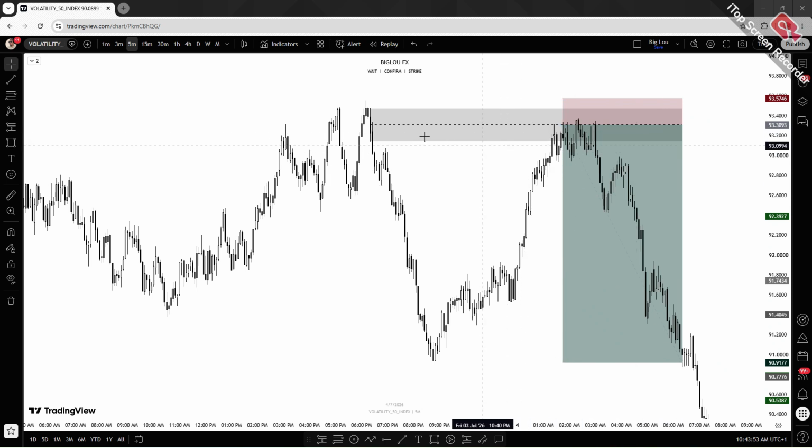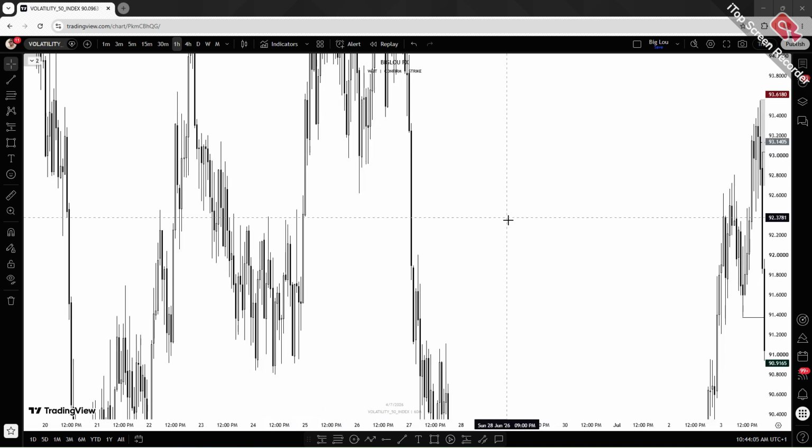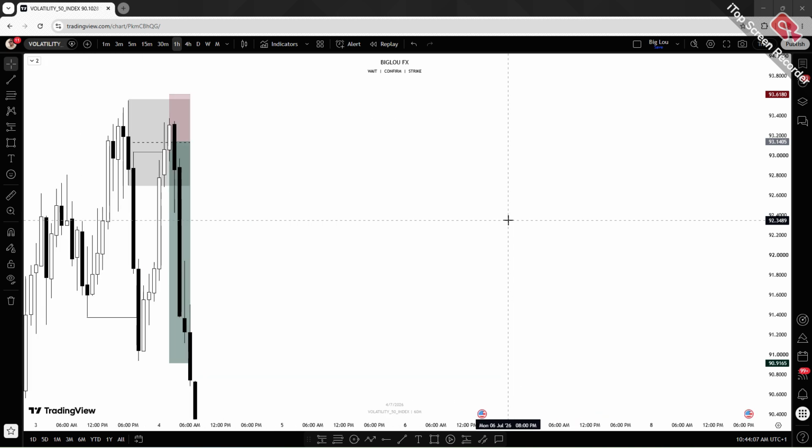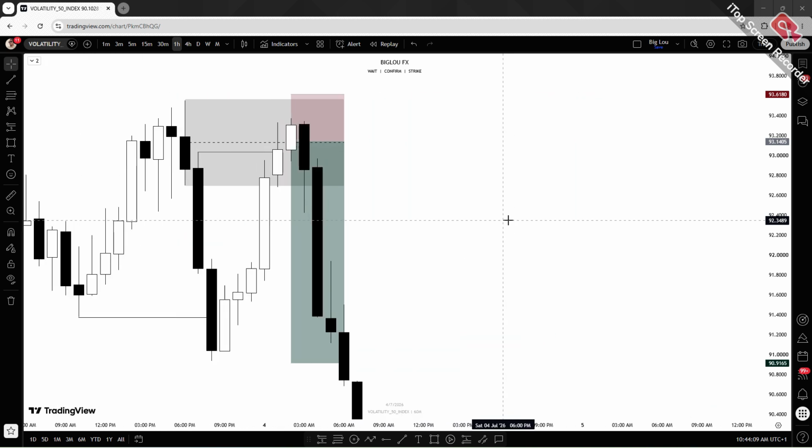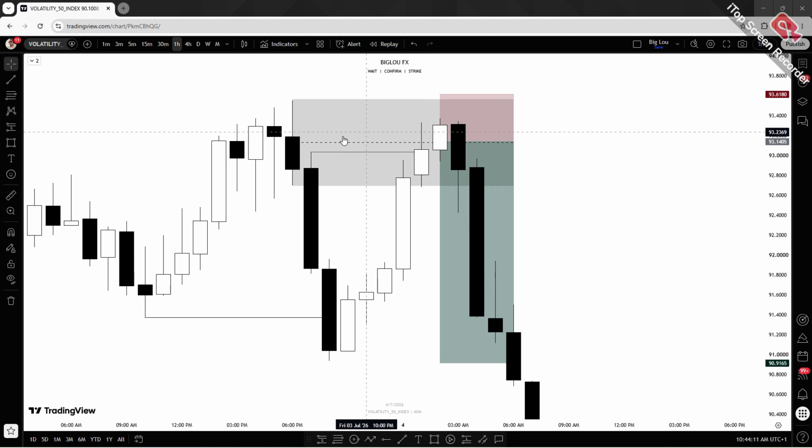This only works when the zone is large enough. You can see that this zone is actually large. All right. Even that hourly zone I showed you, we also took the trade from the 50%. If we go back to the hourly, you can see our hourly trade here. We took it from the 50%. We did not just take it from the 50% because inducement was inside the zone.